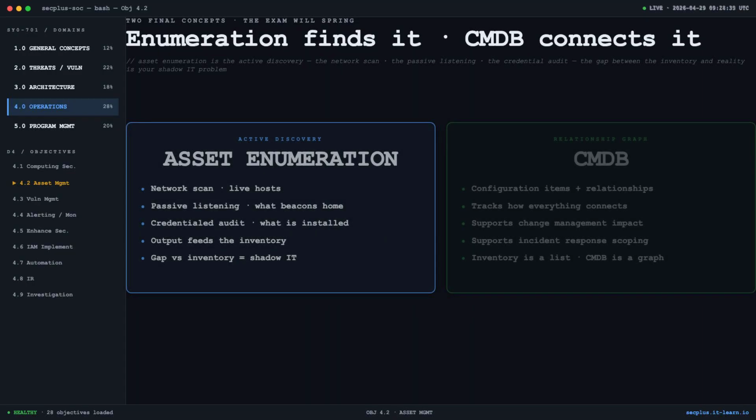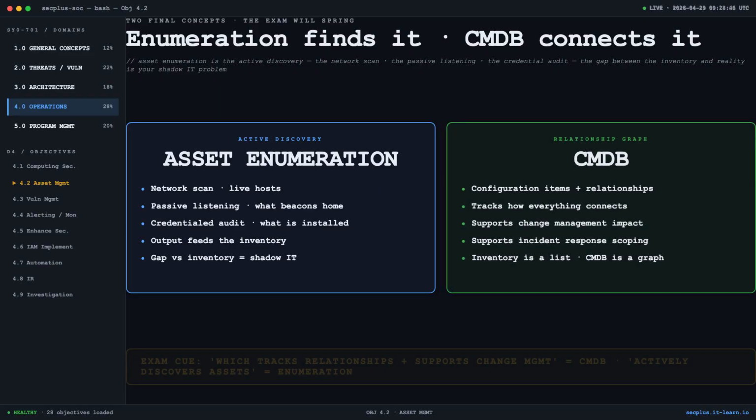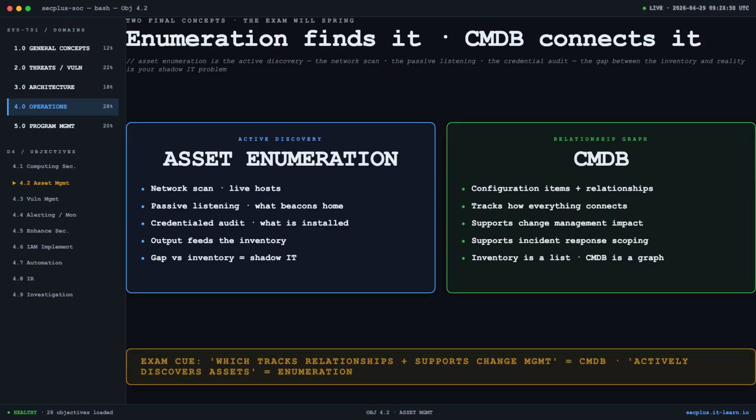The CMDB is not just a list of assets, it is a relationship graph. Asset inventories tell you what you have. The CMDB tells you how everything connects. When the question asks which one tracks relationships and supports change management, that is the CMDB.